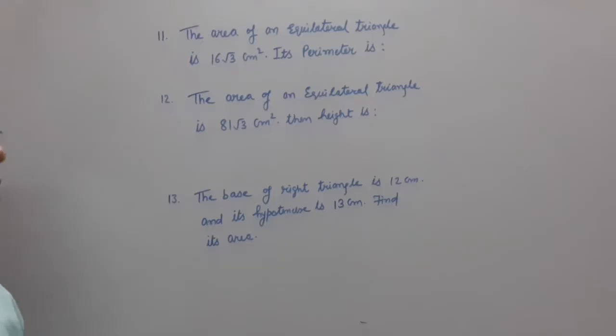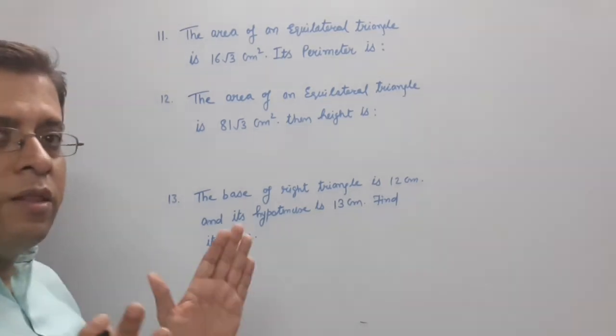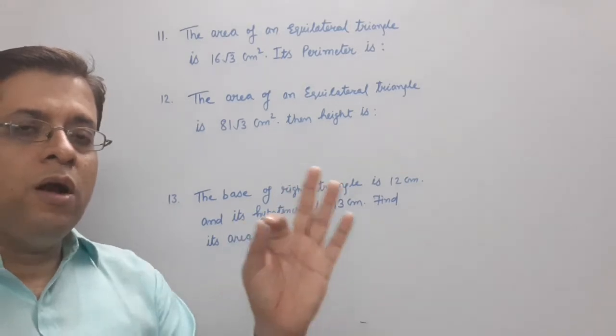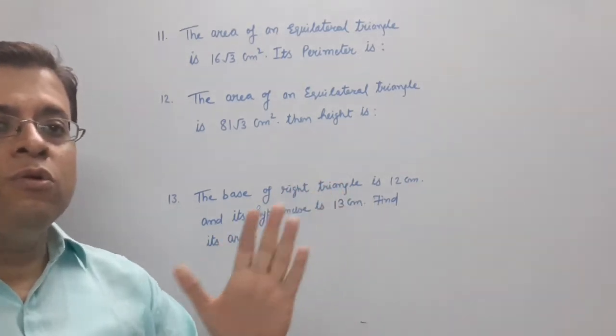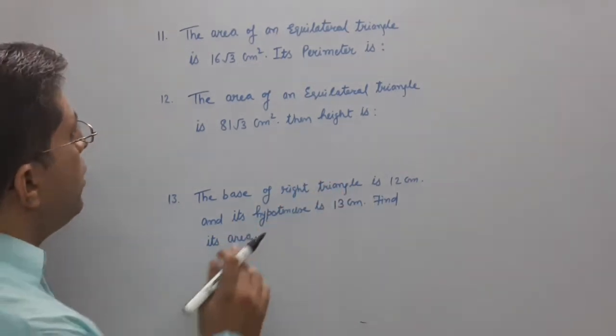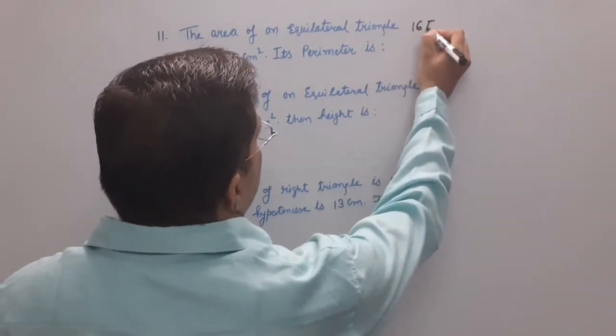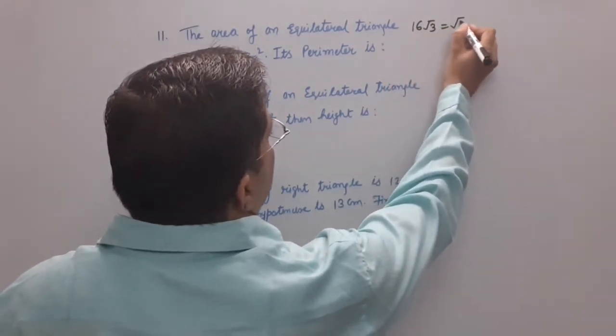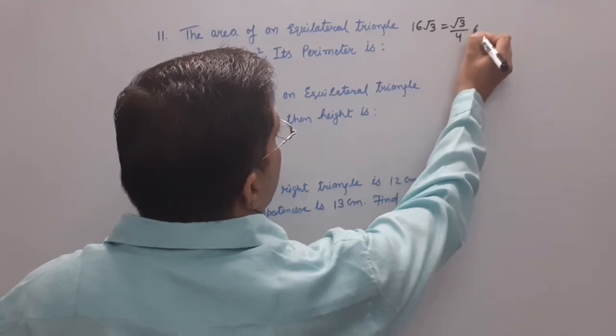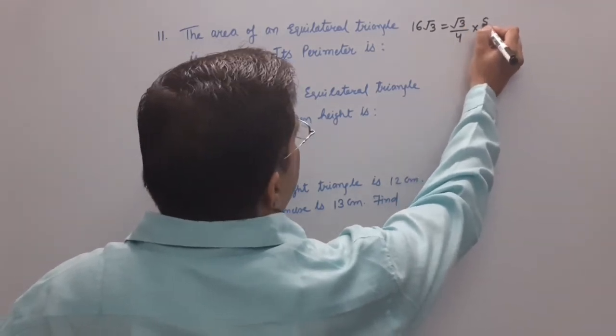Yes, next question is, the area of an equilateral triangle is given to you 16 root 3 centimeter square. You have to find its perimeter. See, it is very easy. We know that the area of equilateral triangle is what? Root 3 upon 4 into side square. Okay. So what is area is given to you? 16 root 3. And formula is what? Root 3 upon 4 into side square.